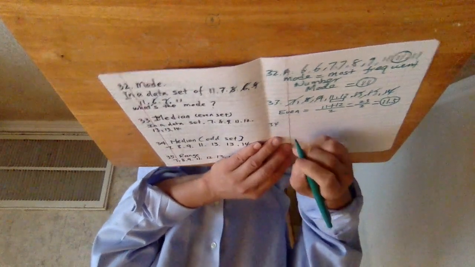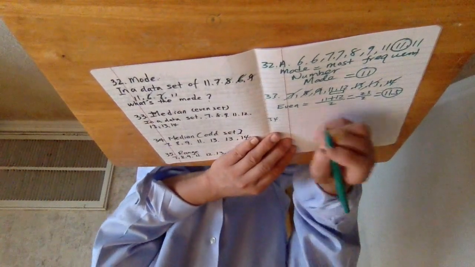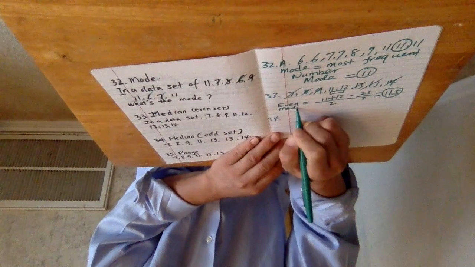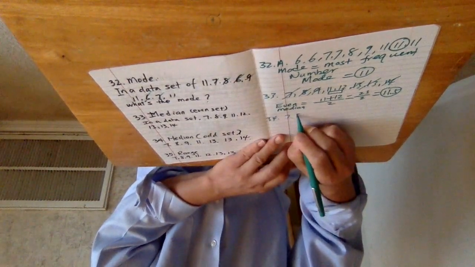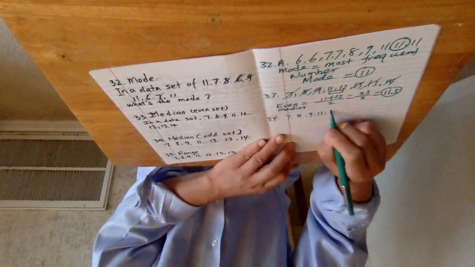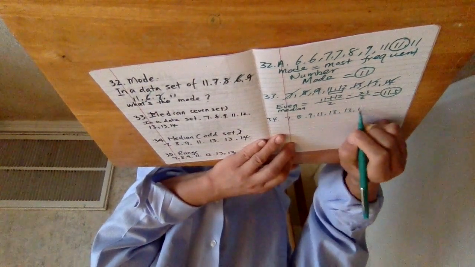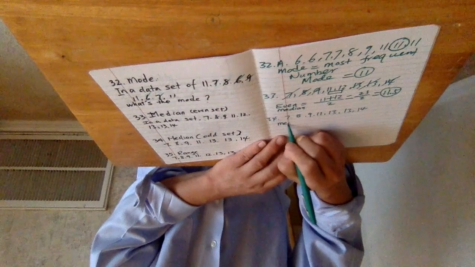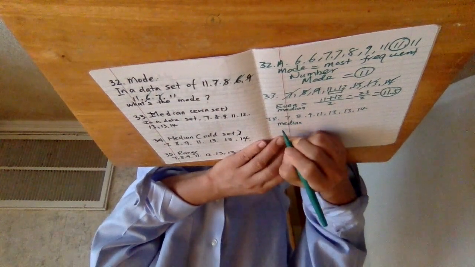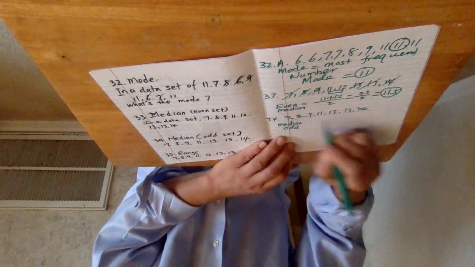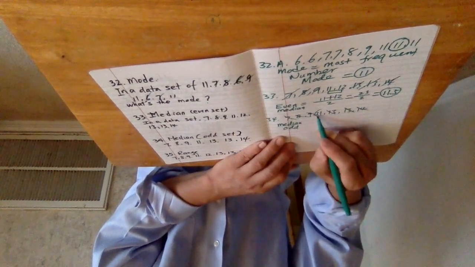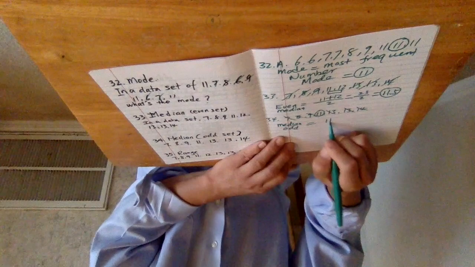34, we have a median for a data set. We have 7, 8, 9, 11, 13, 13, and 14. The median is going to be, it equals an odd number, odd set. So we're going to cross off all of these, 1, 2, 1, 2, 1, 2. So this one is 11. Okay.